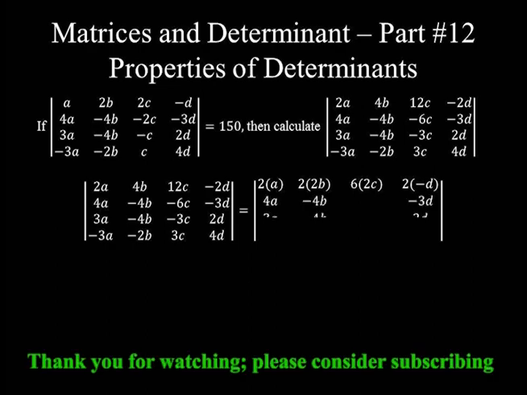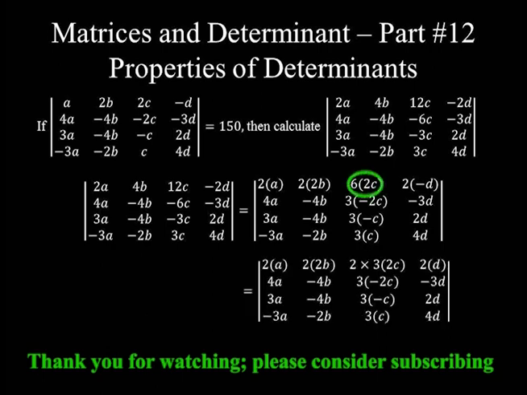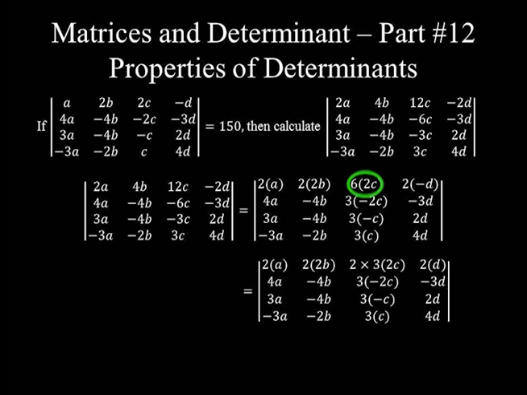Let's copy the other elements as they are. First row of column 3 is as it is, that's 6 times 2c. Negative 6c means 3 times negative 2c. Negative 3c means 3 times negative c. And 3c means 3 times c. The element at the junction is 6 times 2c. 6 means 2 times 3. At this stage, we figure out the constants that multiply row 1 and column 3 of the given matrix. These are 2 for row 1 and 3 for column 3.